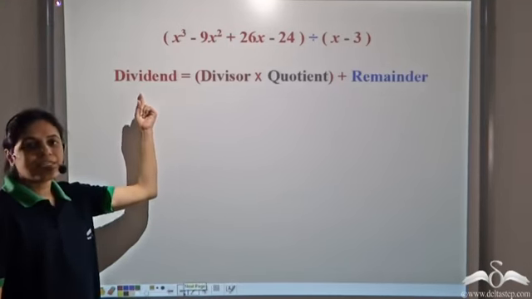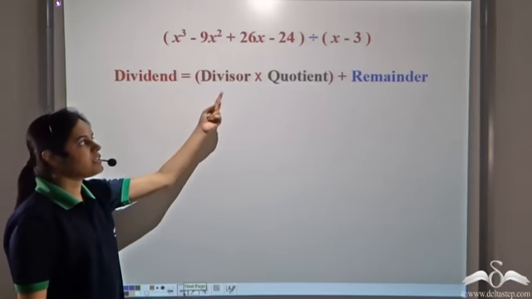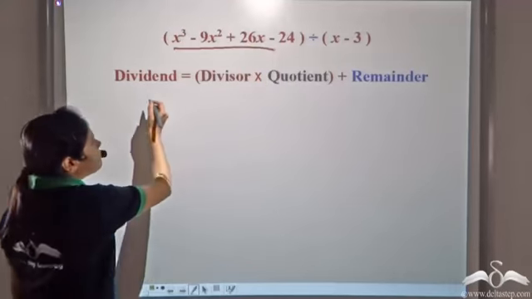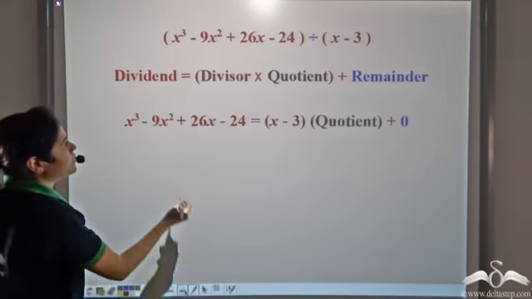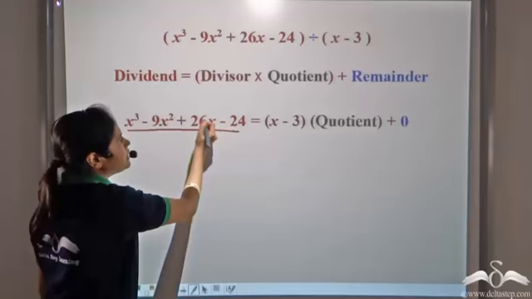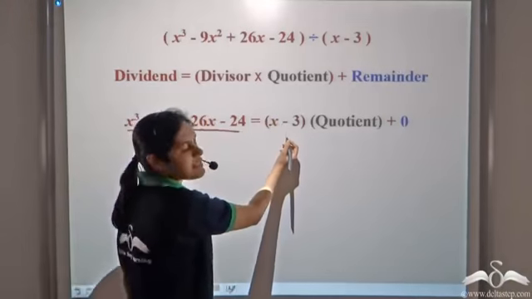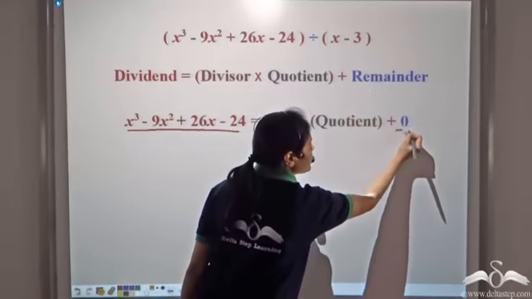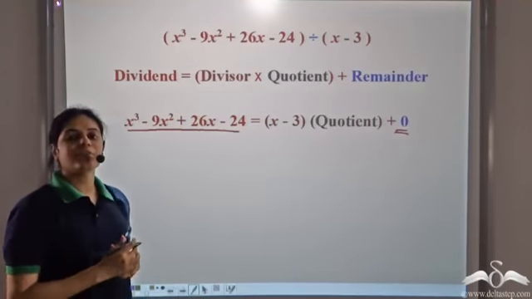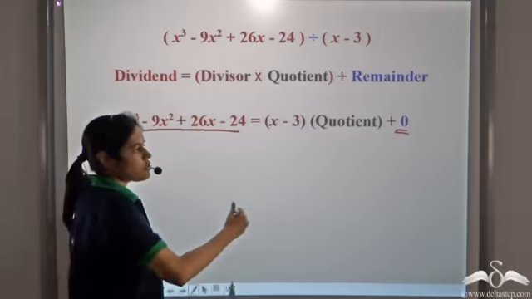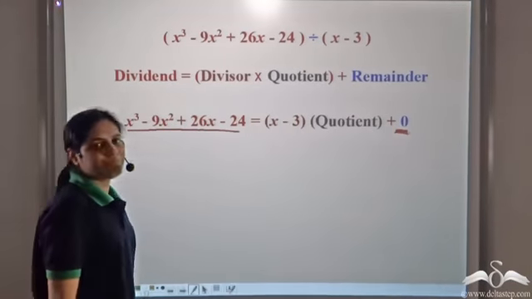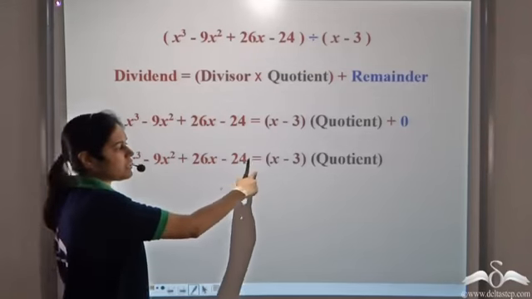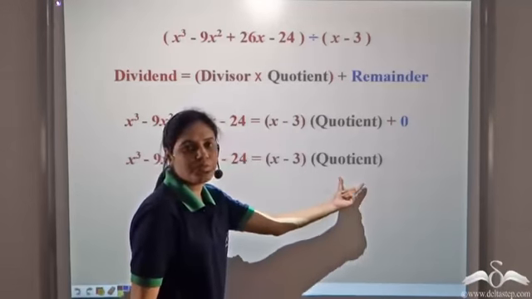We know this identity: dividend is equal to divisor into quotient plus remainder. So let us substitute this in place of dividend. This polynomial is the dividend, and the divisor is x minus 3. We don't know the quotient as yet, but the remainder is 0, which we have calculated using the remainder theorem. This can be written as: dividend is equal to x minus 3 into quotient.